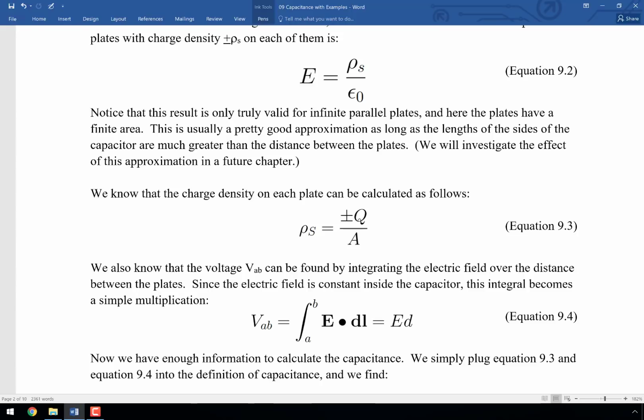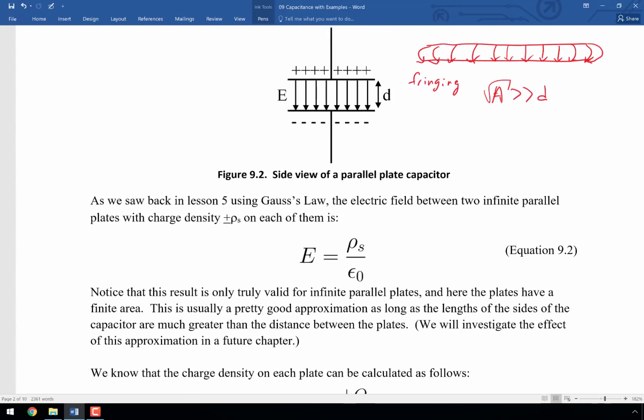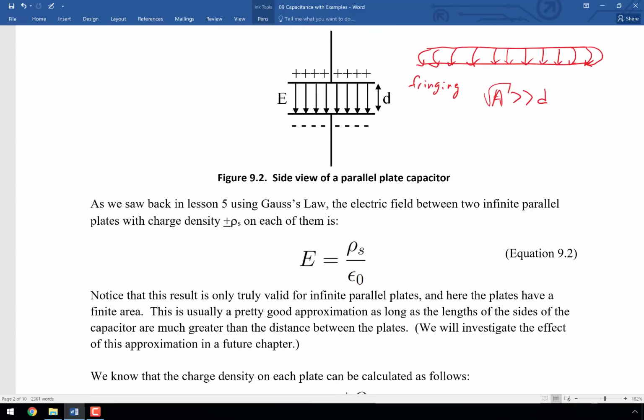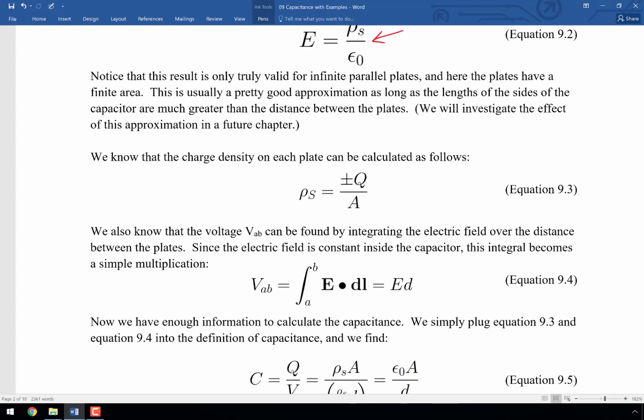We also have an equation for the voltage between the two plates. V sub AB is the integral from A to B of E dot dl. In this case, the electric field is constant. Remember back up here, the electric field is constant in figure 9.2. And we know that it's constant because everything on the right-hand side of this equation is a constant. Rho sub s is a constant, epsilon 0 is a constant, so therefore E is a constant. Therefore, the E can be brought out in front of the integral, and that leads us to just having E times D is the voltage.